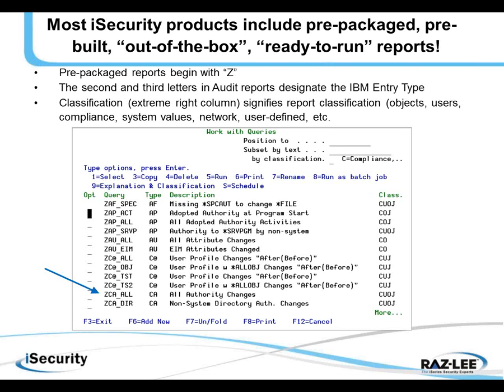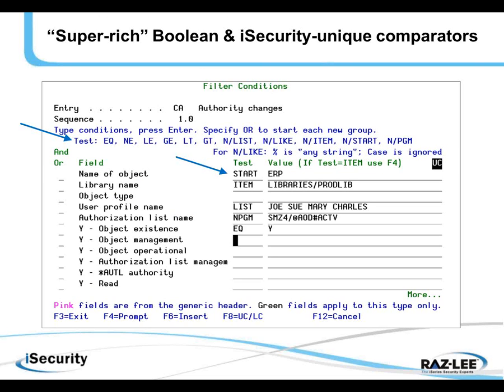On the extreme right, all the reports are classified according to different classifications such as objects, users, compliance, system values, network, user-defined, etc. We've pre-classified the reports into different categories, and you can go and change the classification as you wish, and later search and list those reports which answer to a particular classification.